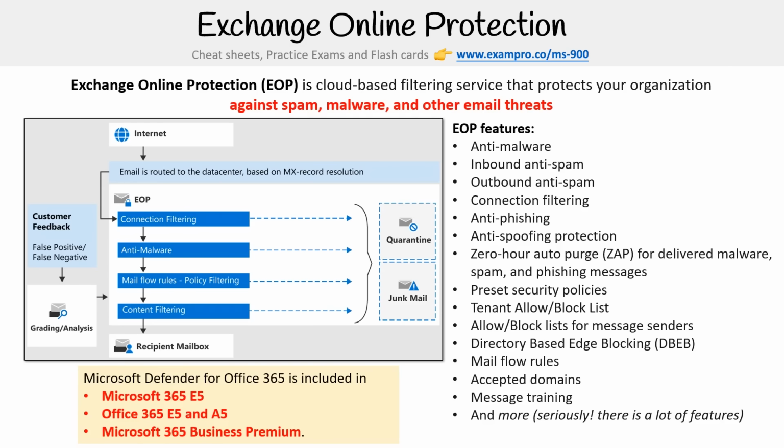Another important thing to know is that Microsoft Defender for Office 365 is included in the Microsoft 365 E5, Office 365 E5 and A5, and Microsoft 365 Business Premium subscriptions. So you can see there's a lot of features and I just couldn't fit them all on the screen, but I just wanted to show you how valuable Exchange Online Protection is. And this is one of the many advantages it has over Gmail.